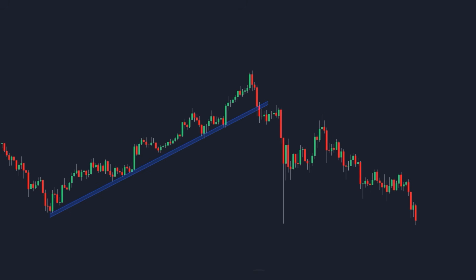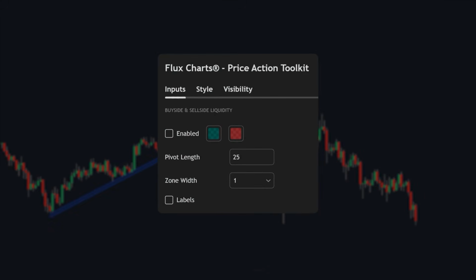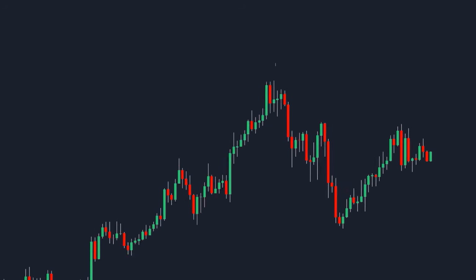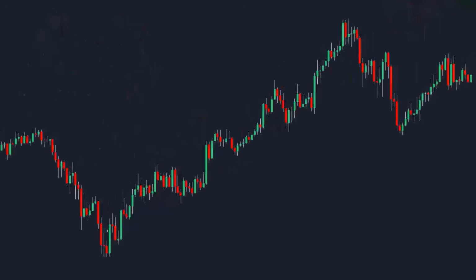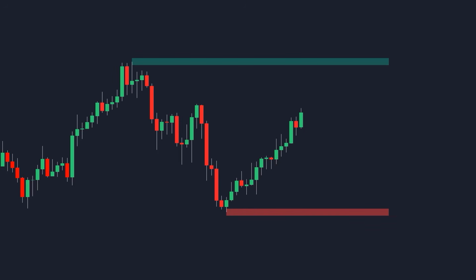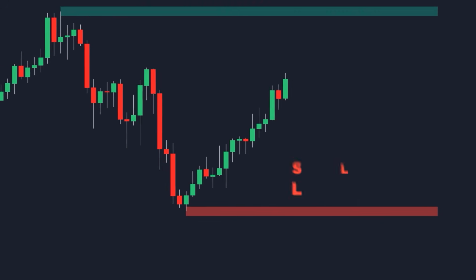But spotting these levels is just the beginning. The real magic happens when you combine them with liquidity, which we're jumping into next. Liquidity is found at swing highs and lows. These levels are areas where many traders place their stops. The price action toolkit automatically marks the two types of liquidity levels on your chart: buy-side liquidity and sell-side liquidity.